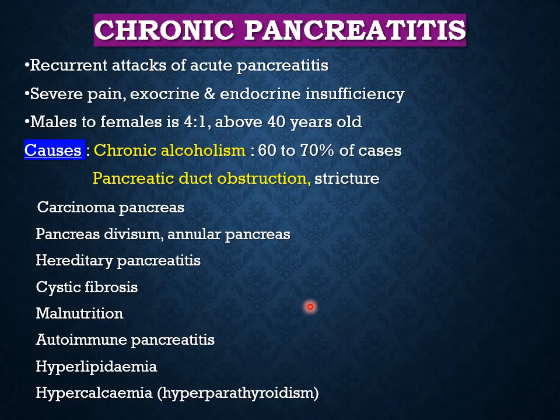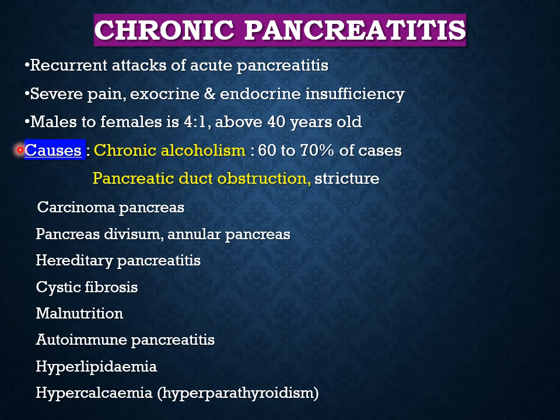Next, we come to chronic pancreatitis. Chronic pancreatitis, as the name suggests, is recurrent attacks of acute pancreatitis leading to chronicity of the inflammation. Usually, they present with severe chronic pain, exocrine and endocrine insufficiency. Pancreatic insufficiency. The male to female ratio is 4:1 and it mainly affects males above 40 years of age.